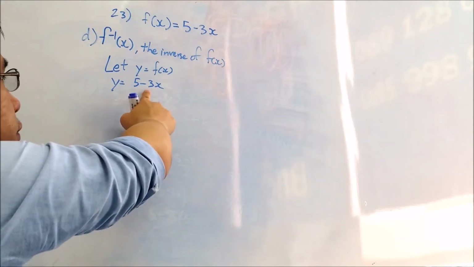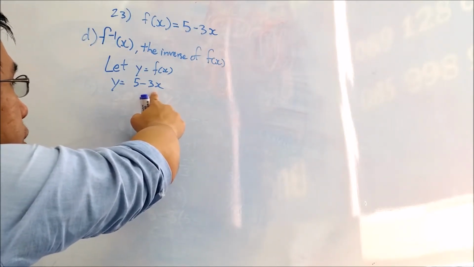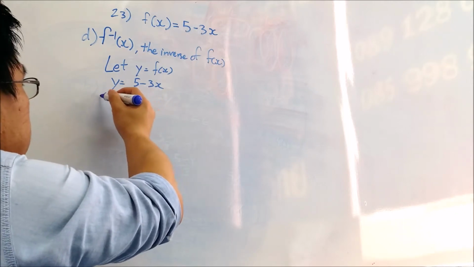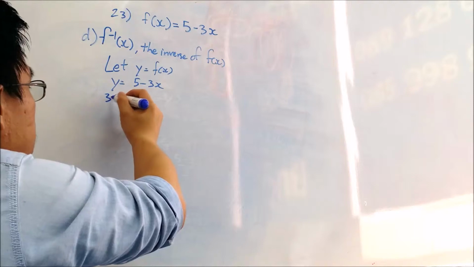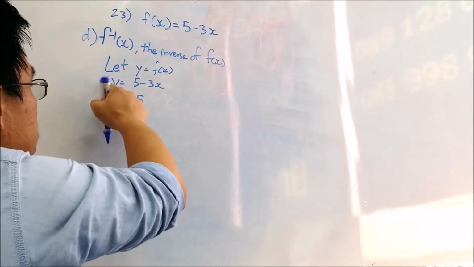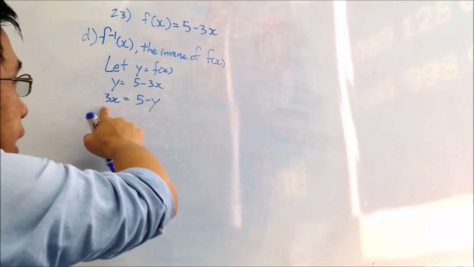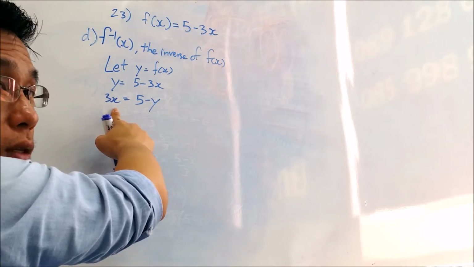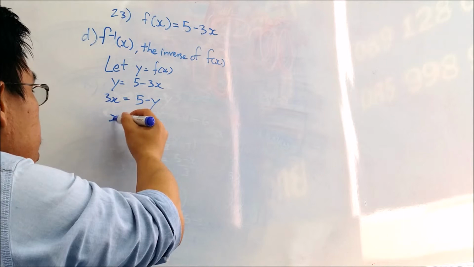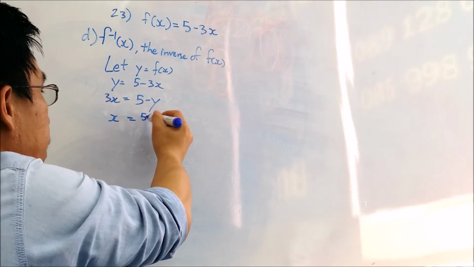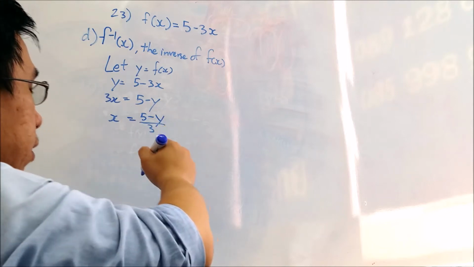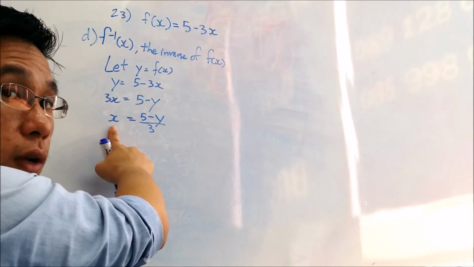If I switch the x to the left-hand side and y to the right-hand side, what happens? Negative 3x becomes positive 3x equal to 5, and positive y becomes negative y. Now you are left with 3 multiplying x, so you do the opposite, which is division. x equals 5 minus y, whole thing divided by 3. So now x is the subject of the equation.